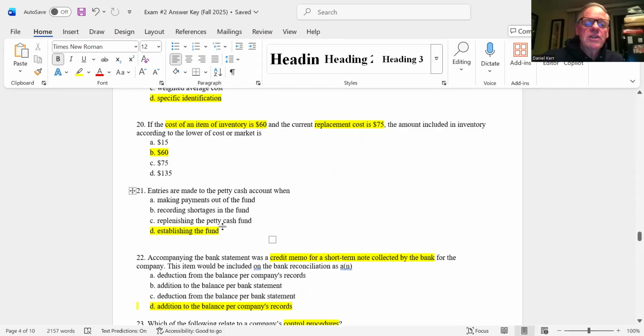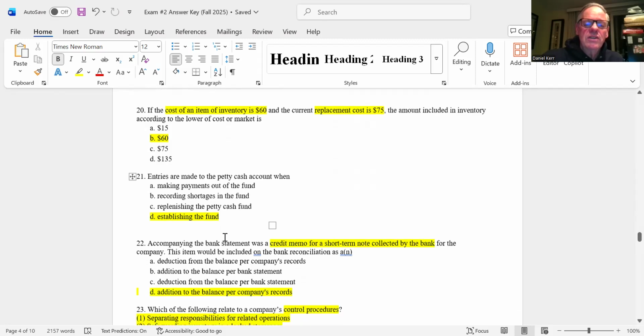And when you're replenishing the petty cash fund, again, you're not going to be debiting petty cash, you're going to be debiting the individual expenses. So of the choices given, you only make an entry to the petty cash account when you actually establish the fund.